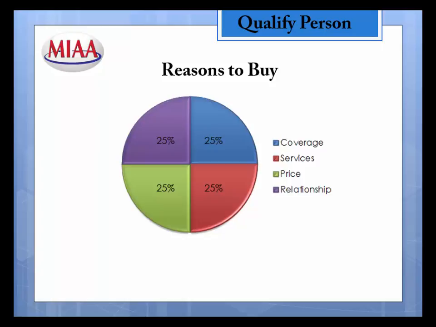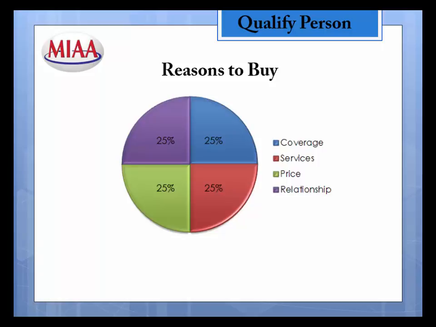Everybody has four core reasons for buying from you or from anybody. These four reasons are coverage, service, price, and relationship. Coverage is obviously the policy coverages; some people might find that very important. Service is the service that you can provide that customer as an insurance agency or as a producer. Price is the premium.